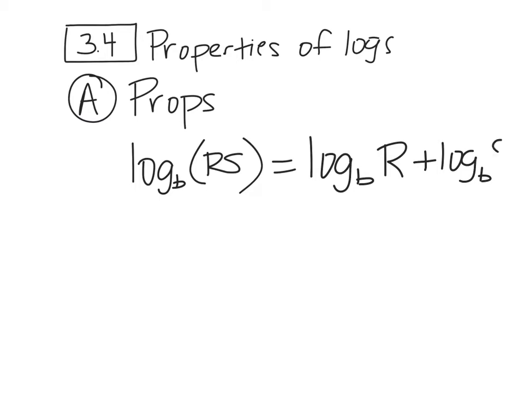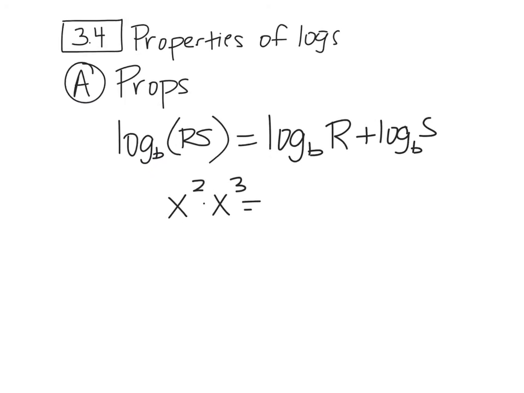And the reason for that, because you're kind of like, how does multiplication turn into addition? Well, if you had something like x squared times x to the 3rd, what do you do to those exponents? You add them. And what's a log? It's an exponent, so you add them. Okay? I do have a proof if you'd like to see it.